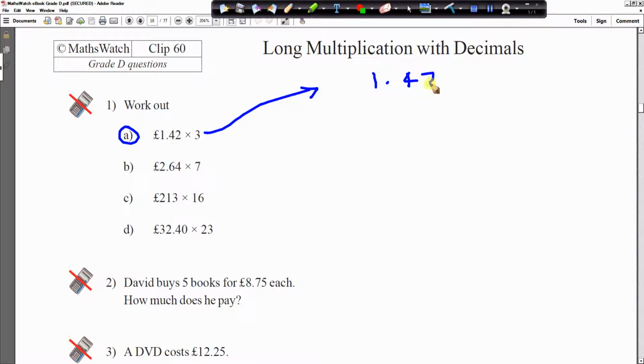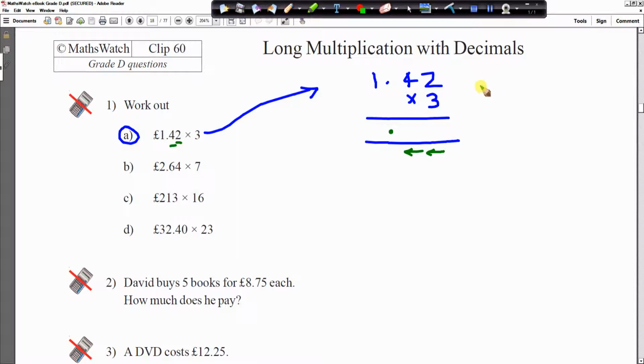So £1.42, we're going to multiply that by 3. Now, £1.42 times by 3. If we look at this question, it looks like any other normal times table question. Now, what we need to take care of, we look at the decimal places in the question. We have 2 decimal places in the question. So we will have 2 decimal places in the answer.